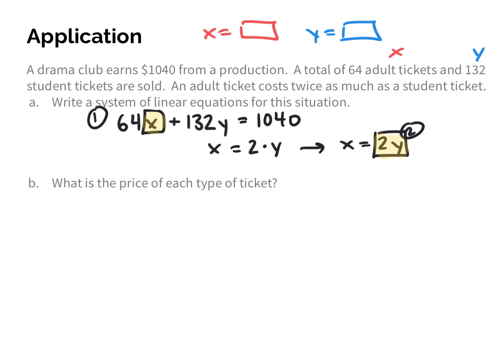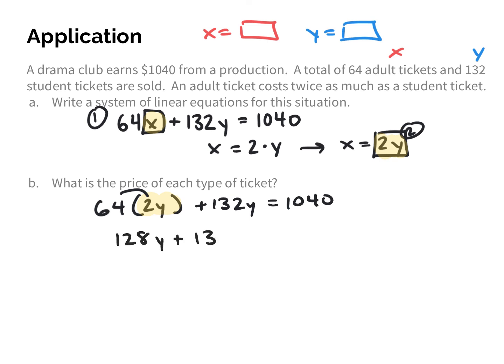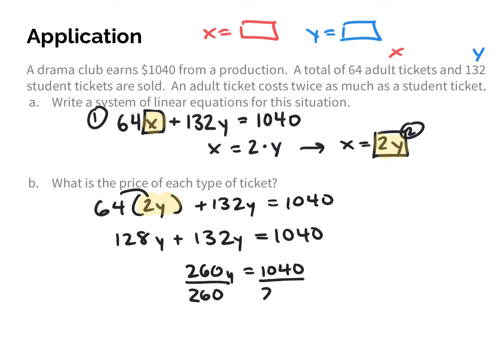So what it's going to look like is this. I would have 64, and now instead of x, it's times 2y. And I plugged in that expression where x was before. And then I'm going to add the rest, 132y equals 1040. Now I just got to solve. So to solve, I need to multiply those first. So 64 times 2y would give me 128y, plus 132y equals 1040. Now gathering my y's together on the left side, 128y plus 132y would give me 260y equals 1040. And then lastly, divide both sides. I know we got a big number, 260, and I would get y equals 4.